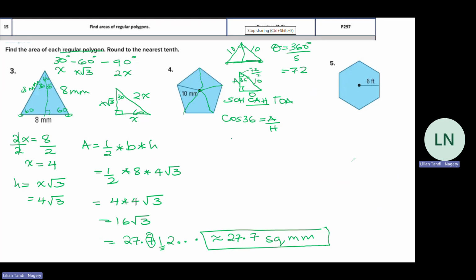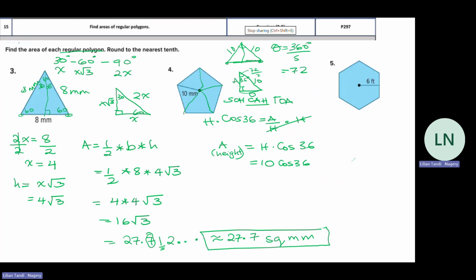So you're going to multiply both sides by the hypotenuse. The hypotenuse goes away. So the adjacent, which is the height of the triangle, is h, which is your hypotenuse, times cos 36, which is 10 cos 36. I will not change it here. Leave it like that.